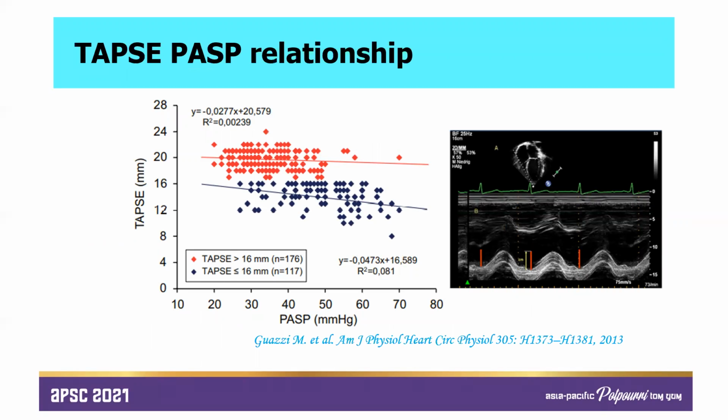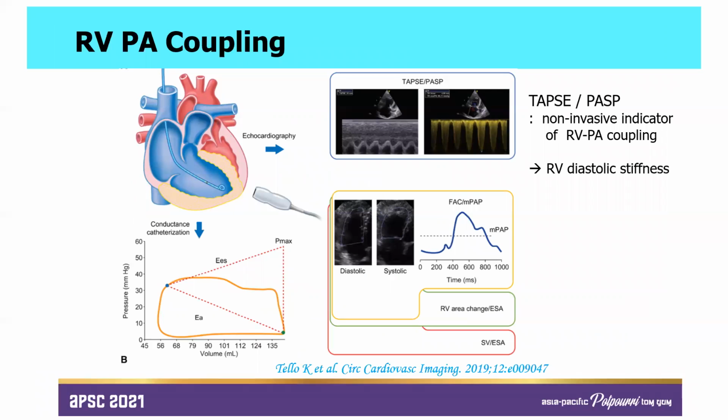Recently, the TAPSE and pulmonary artery systolic pressure relationship has been regarded as a helpful parameter. With the normal TAPSE at the red dot here, the pulmonary artery pressure is lower. But the lower the TAPSE, the higher the pulmonary artery pressure, by this indirect estimation of TR measured pressure. Also, the ratio of TAPSE to pulmonary artery systolic pressure is a non-invasive surrogate indicator of RV pulmonary artery coupling for clinical application. TAPSE and pulmonary artery systolic pressure provide information on RV diastolic stiffness. This is very important information.